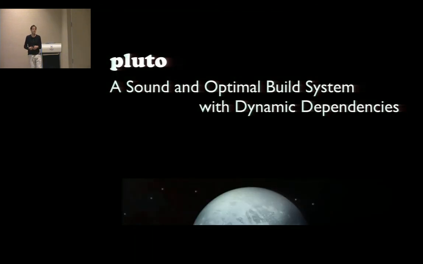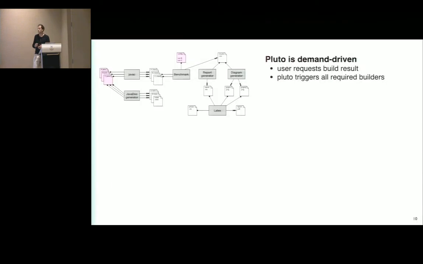Based on this idea, we have developed a build system that's sound, optimal, and incremental, and it uses these kinds of dynamic dependencies. This build system is called Pluto, and it has a couple of nice properties. First, it's demand-driven. The user is telling us what kind of build result he or she expects, and then the build system is going to figure out which builders need to re-execute to provide an up-to-date result.